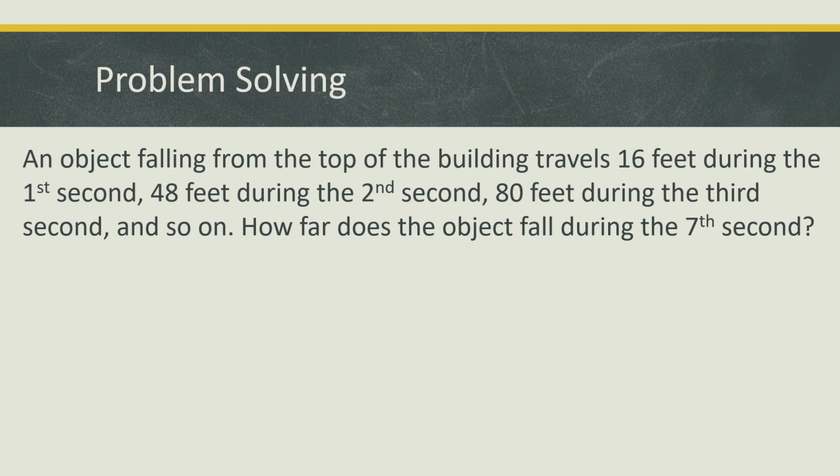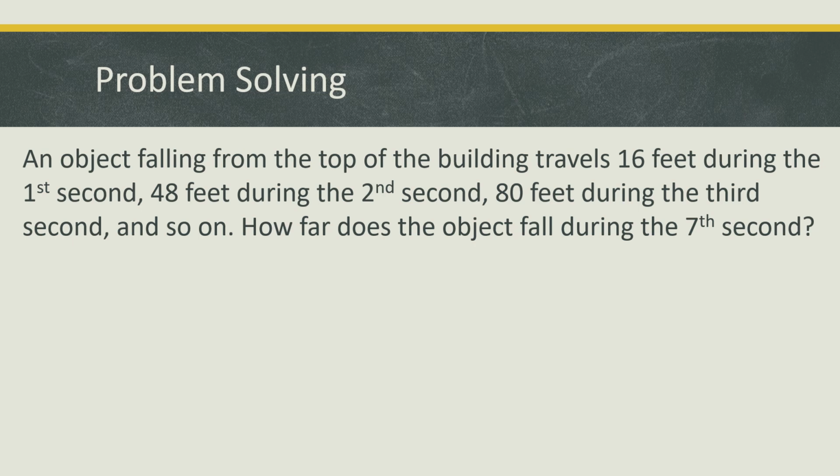Example: an object falling from the top of the building travels 16 feet during the first second, 48 feet during the second, 80 feet during the third second, and so on. How far does the object fall during the 7th second?